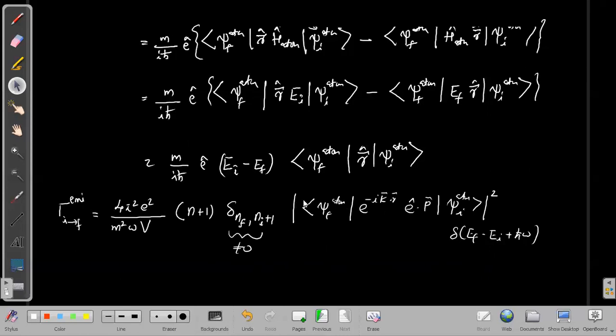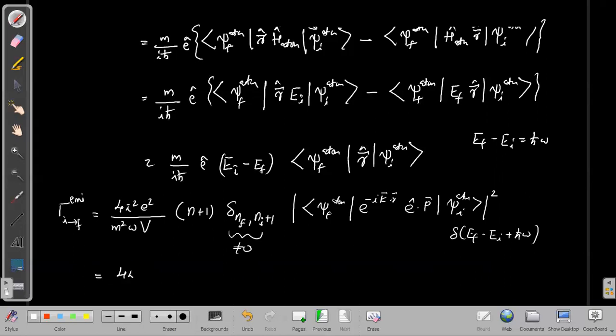So for the transition rate for emission, this inner product I can write in this particular fashion. Now we can remember that EF minus EI must be equal to H cross omega, or EI minus EF becomes minus H cross omega. Now when you take this mod square, it will become minus H cross omega square, so that obviously becomes plus H cross square omega square.